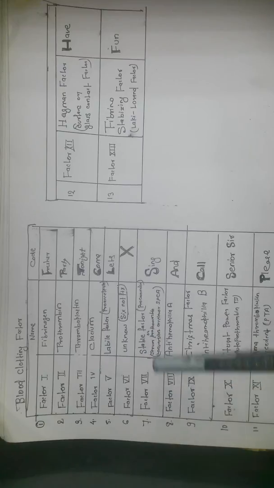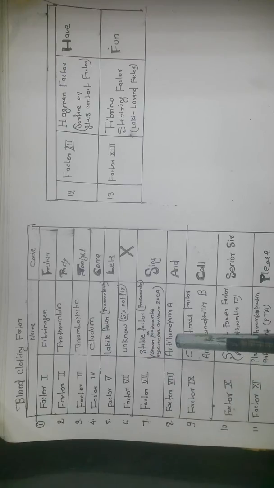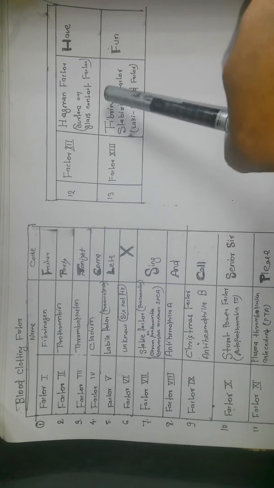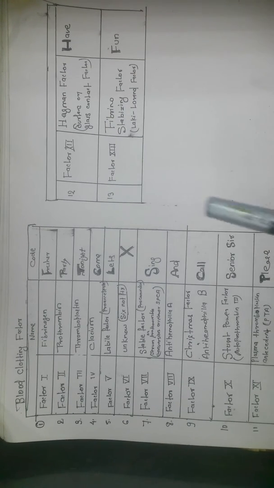Factor seven is stable factor. Factor eight is anti-hemophilia factor A, and factor nine is Christmas factor or anti-hemophilia B. Factor 10 is Stuart-Prower factor, also called anti-prothrombin factor 3. And factor 11 is plasma thromboplastin antecedent. Factor 12 is Hageman factor. Factor 13 is fibrin stabilizing factor.